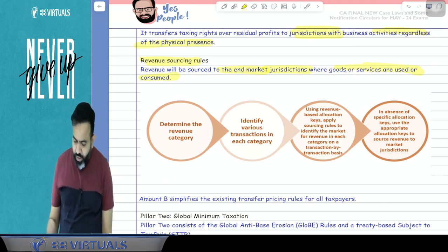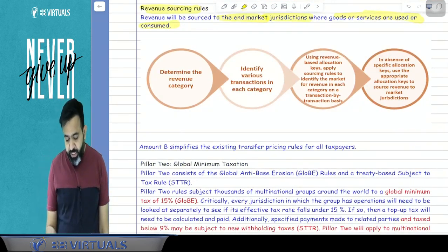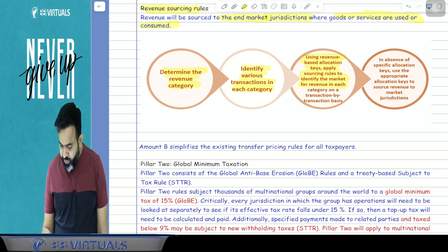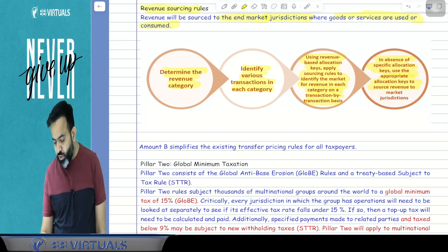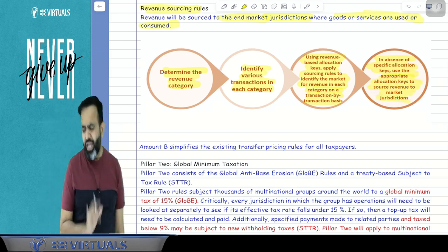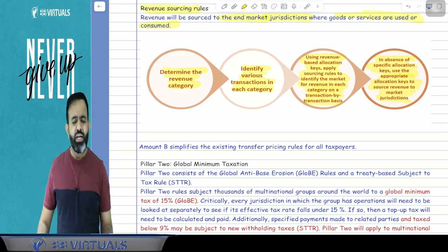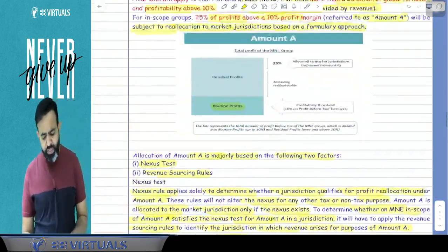Now what will be the process? Determine the revenue category, identify various transactions in each category. Using the revenue-based allocation key, apply sourcing rules to identify the market for revenue in each category on a transaction-by-transaction basis, and in the absence of a specific allocation key, use the appropriate allocation key to source revenue to the market jurisdiction. Now guys, this is a very new concept. Still it is in the developing phase. Now what you have to remember from Pillar number 1.